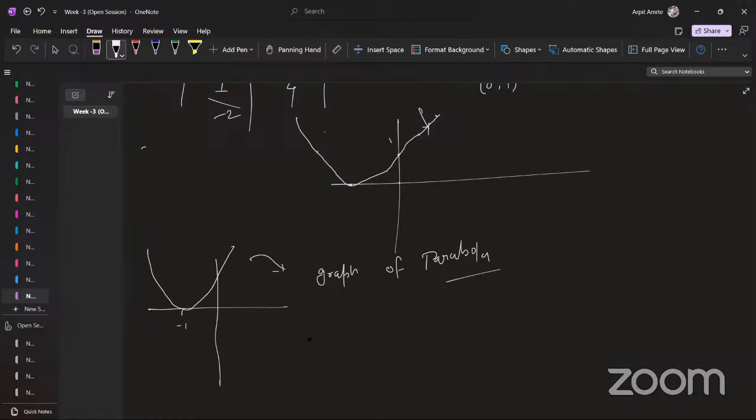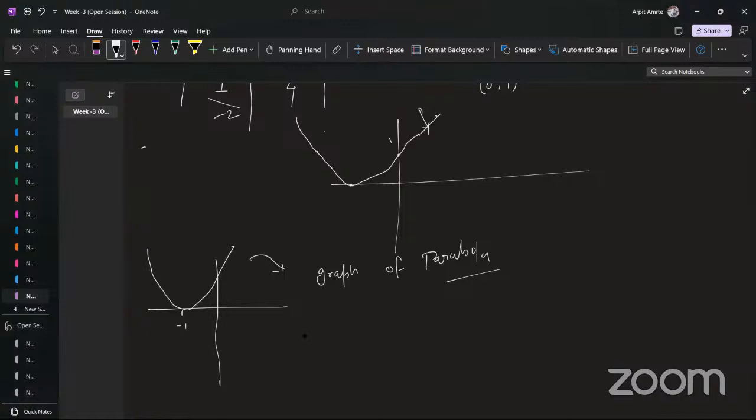Excuse me, sir, I have a doubt. At least how many points do we have to find to draw this parabola? It depends on the function. Like in the case of a linear function, you need to find only 2 points. In the case of a constant function, only 1 point will be sufficient. It depends on what kind of graph you are taking.